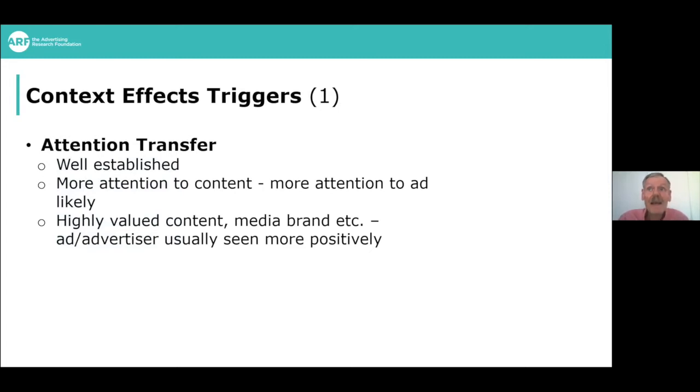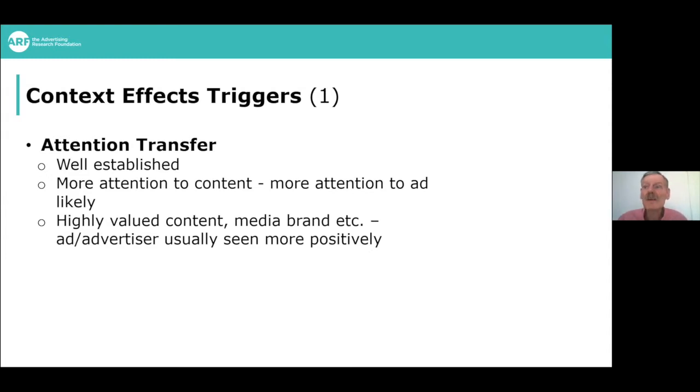Well, attention transfer means that attention to content is likely to transfer to the ad adjacent to the content. More attention to content usually means more attention to the ad. Similarly, it also means that highly valued content and a trusted media brand, for example, usually result in the ad and the advertiser to be seen more positively. Attention transfer has been established in many studies. In fact, our 3rd presenter today, Robin, will show new data confirming this finding.